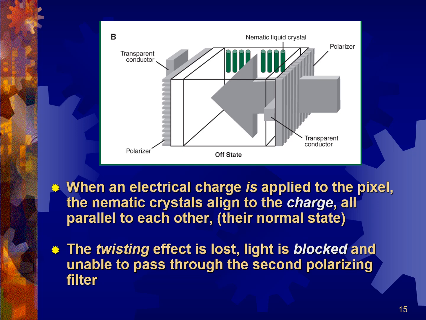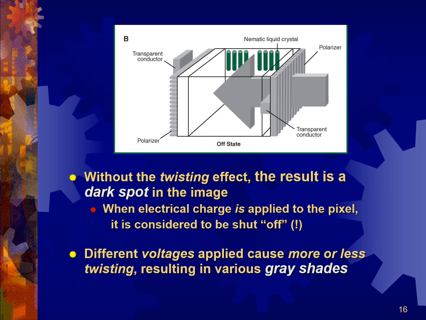Right. So when the crystals are all lined up and they don't half twist, in his version, the light is blocked. It's only when you make them half twist by turning off the power that the light's allowed to go through. Okay. So if all the light is blocked, how is that pixel going to look on the monitor? It's going to be a dark spot. If 100% of it is blocked, then it's going to be black.